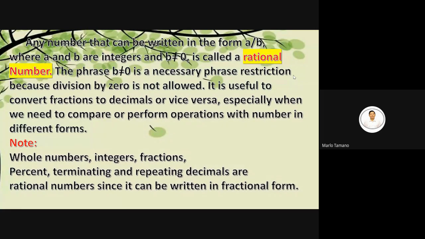Percent can be written into fraction. Terminating decimal, ito po yung mga tinatawag natin terminating, 0.5. 0.33, repeating. Lahat yan ay pwedeng isulat ng fraction. So yan yung sinasabi niya. Whole numbers, integers, fraction, percent, terminating, and repeating decimals are rational numbers since they can be written into fractional form.